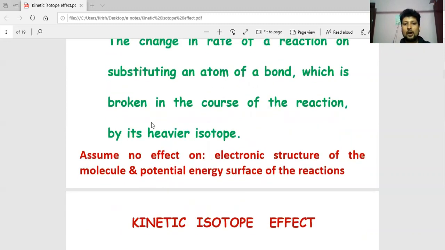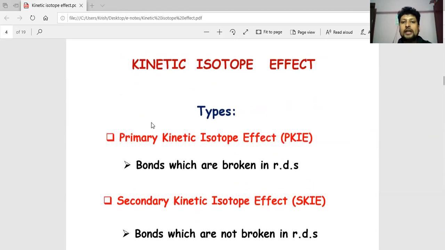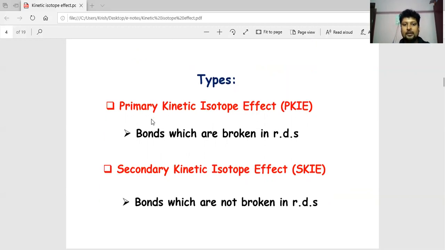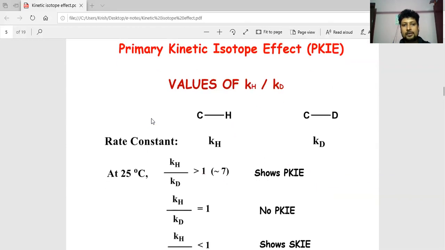Now there are two types of kinetic isotope effect. One is called primary kinetic isotope effect, where we replace an atom by its heavier isotope which is being broken in the RDS, and in the secondary one, that particular bond is not involved in the RDS. In the syllabus, we have the primary kinetic isotope effect in detail, so we will learn that in detail.